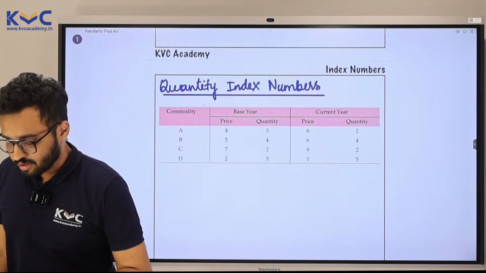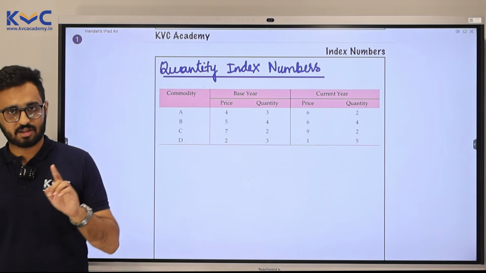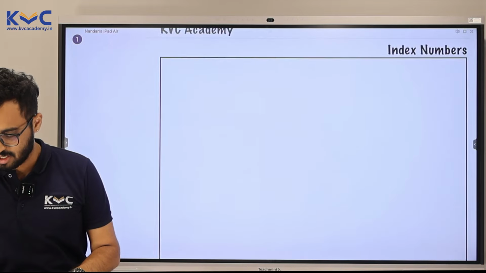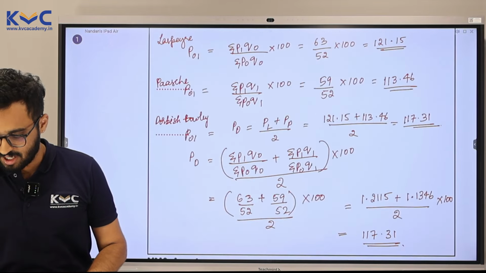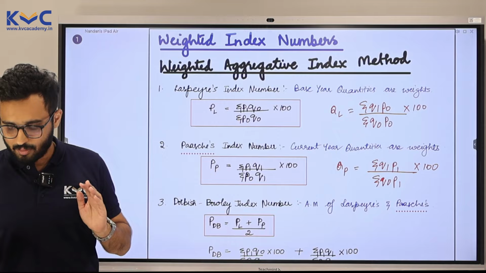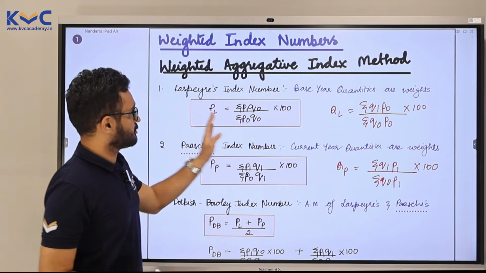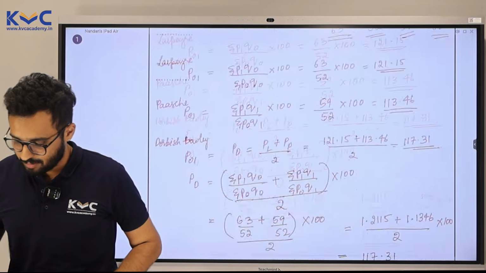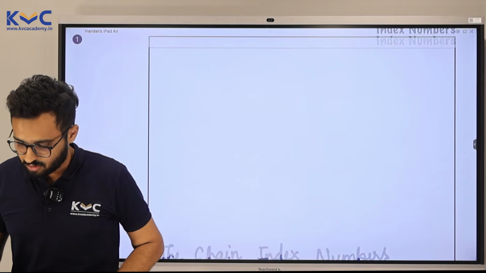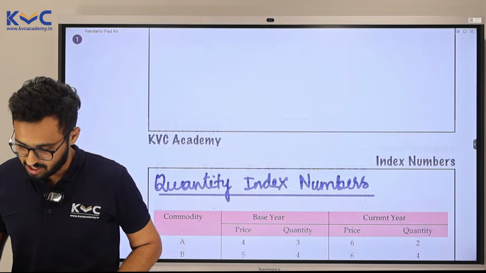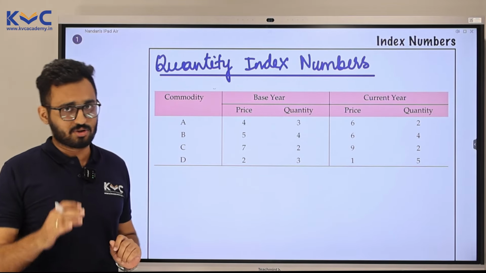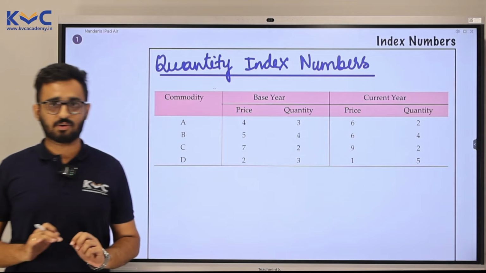Now, this quantity index number, I have already explained you when we discussed price index number. I told you if you change your point of view from price to quantity, you will have this, right? So with that approach, I have included a question for you guys in quantity index number. So I'll just give you how to go about this. I want you to do the calculation.